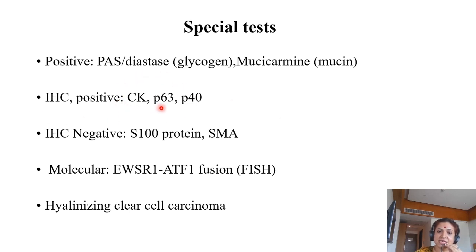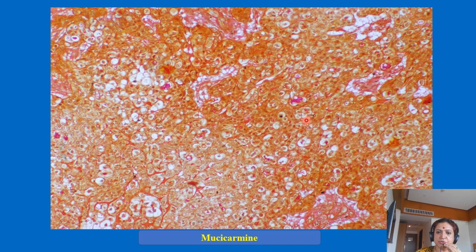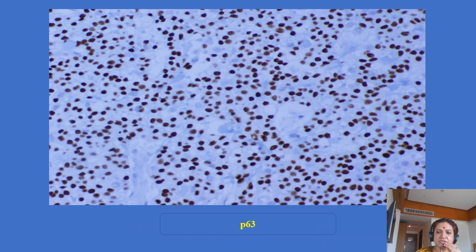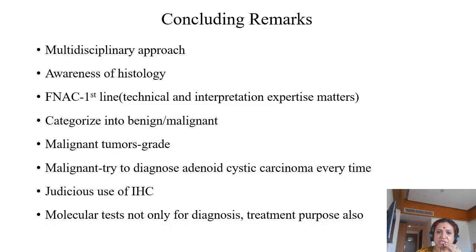IHC is positive for CK, P63, P40. IHC is negative for S100 protein and SMA, because another differential in this scenario would have been a myoepithelial carcinoma. So this helps to rule out a myoepithelial carcinoma, and the characteristic molecular finding would be an EWSR1-ATF1 fusion in FISH. So this is a case of hyalinizing clear cell carcinoma. Mucicarmine can be positive, mind you, and this is a P63 diffuse nuclear positivity.